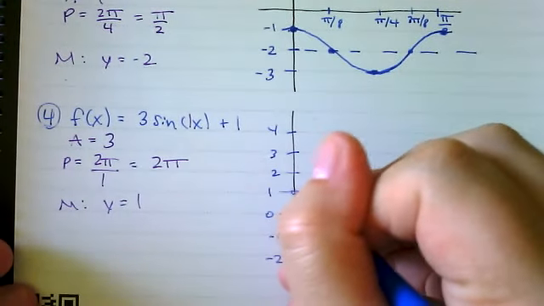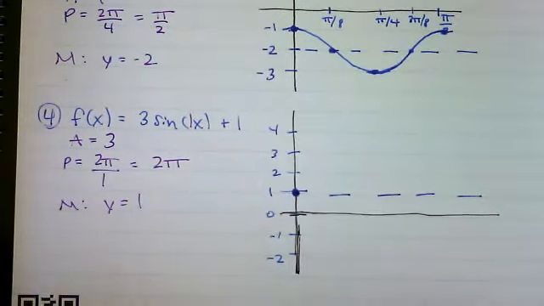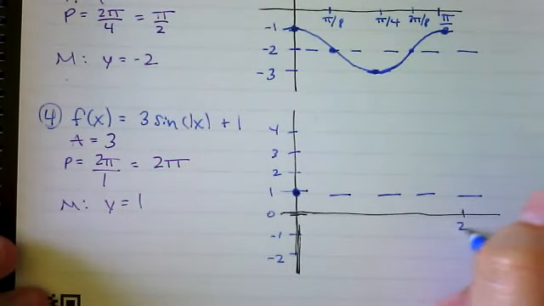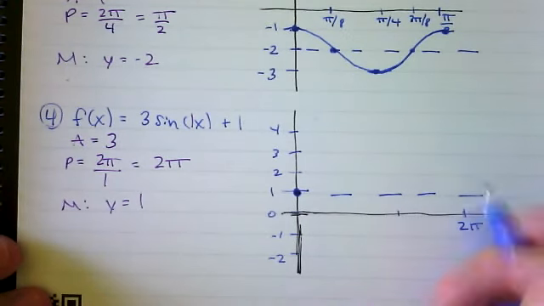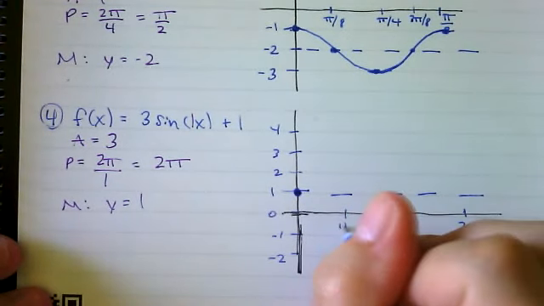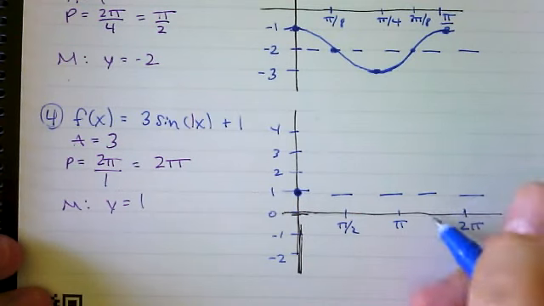So I'm starting at the middle, at the midline there. Okay, and now I need to find my numbers. So I've got 2 pi at the end, cut it in half. Pi, cut that in half again, pi over 2. Count up, 3 pi over 2.